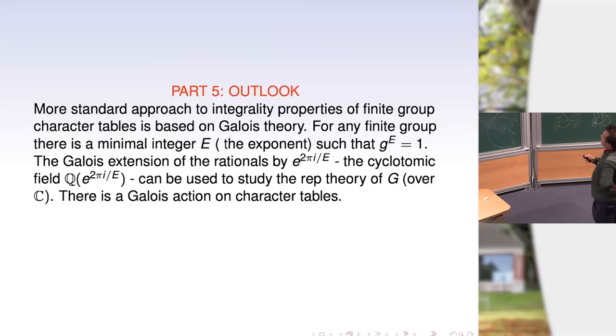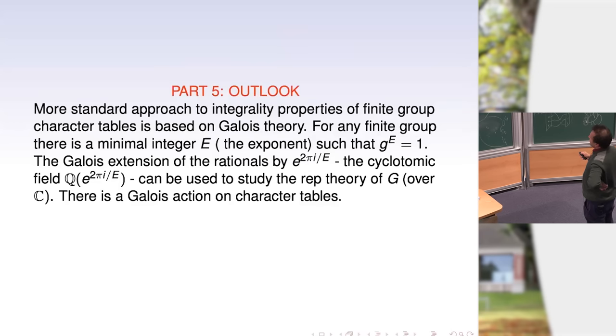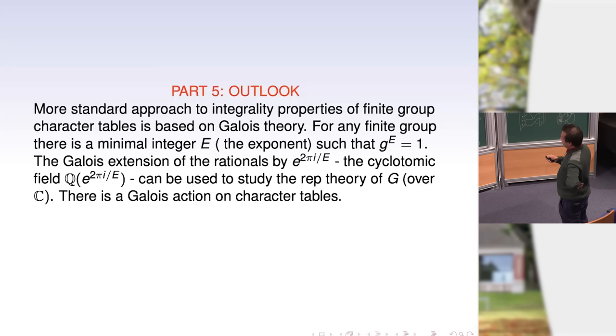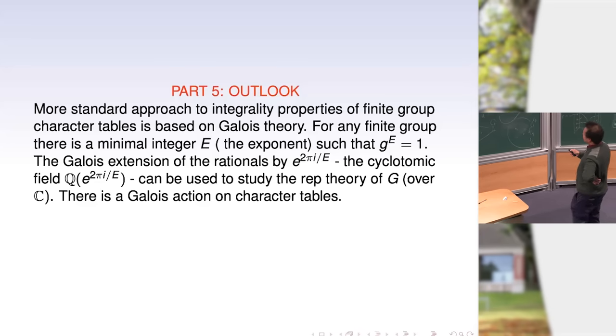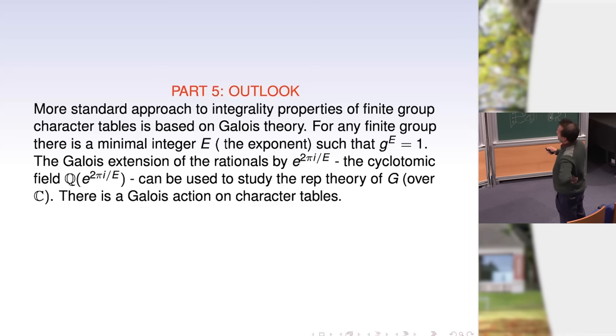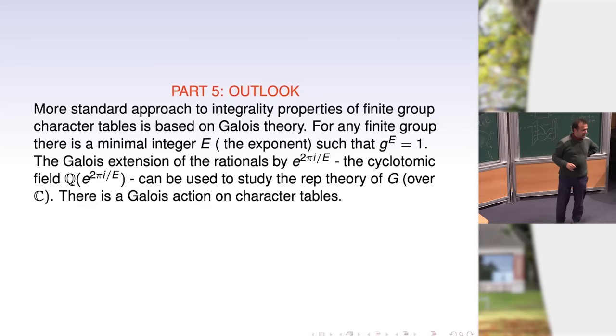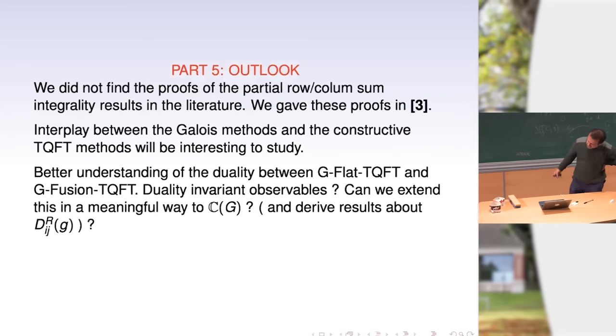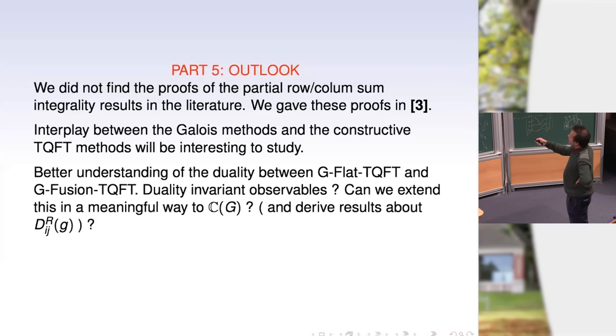the more standard approach to integrality properties of finite group character tables is based on Galois theory. For any finite group, there's a minimal integer e called the exponent, such that g to the e equals 1 for every group element. And therefore, the Galois extension of the rationals by e to the 2 pi i over e, which is called a cyclotomic field, can be used to study character tables, or there's a Galois action on character tables. And that's how usually one would approach integrality properties of character tables. Nevertheless, we hadn't found these precise partial sum integrality results in the literature. So we proved it using the Galois methods in that paper, and recovered these results.